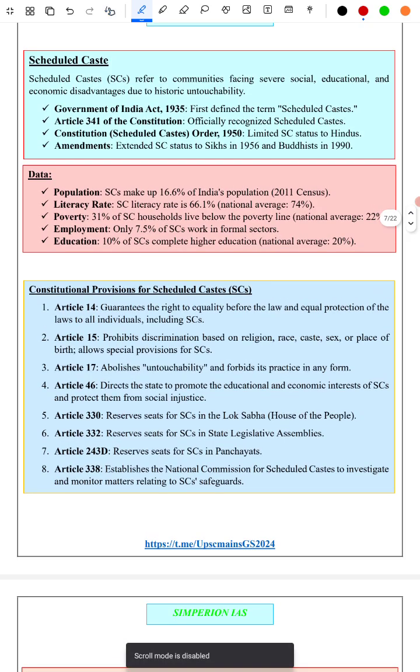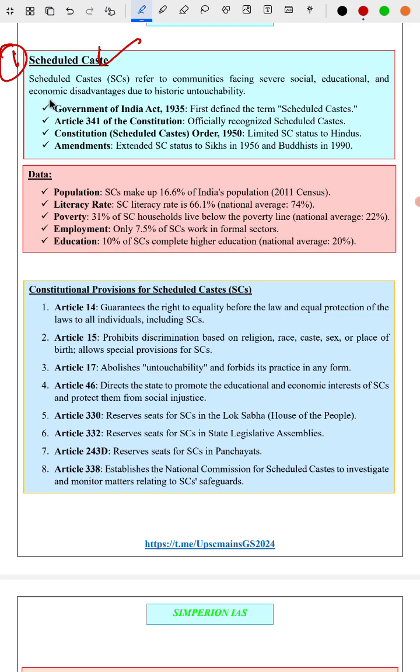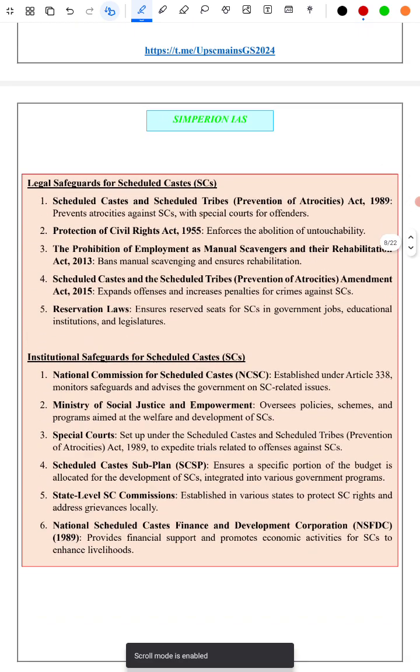Next, we have started covering the first topic in the vulnerable sections, that is Scheduled Caste. We have given a few points related to that, like the constitutional, Article 366, Government of India Act 1935, which for the first time defined a Scheduled Caste, etc. A few background points of the topic, not the history. Next, we have provided a few data points related to the Scheduled Caste. Next, we have given the constitutional provisions related to the Scheduled Caste.